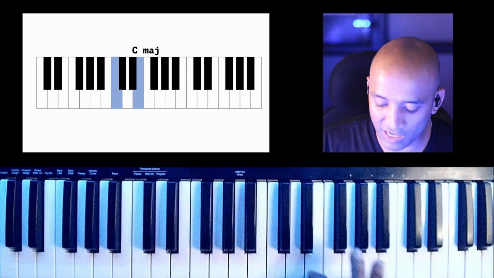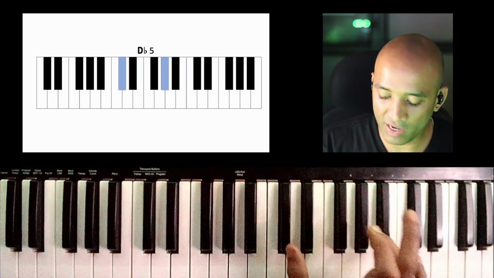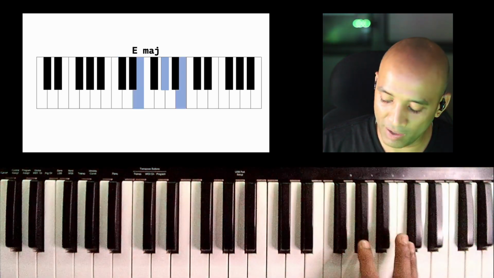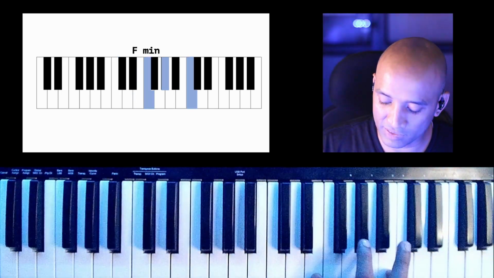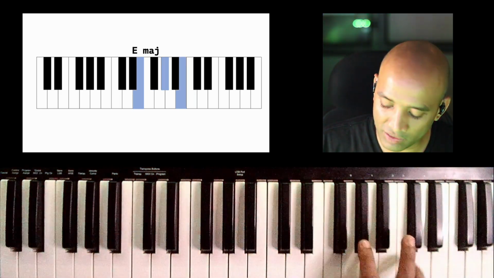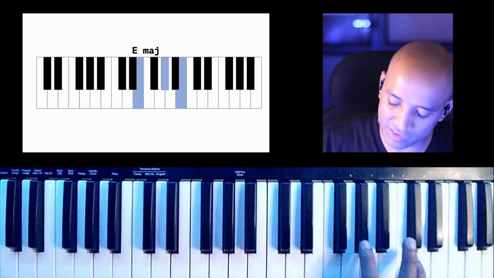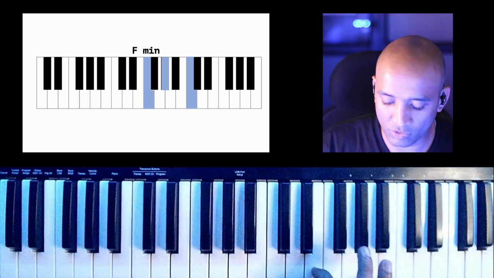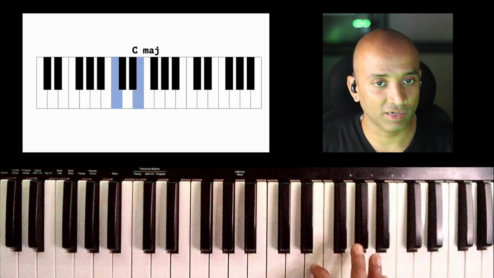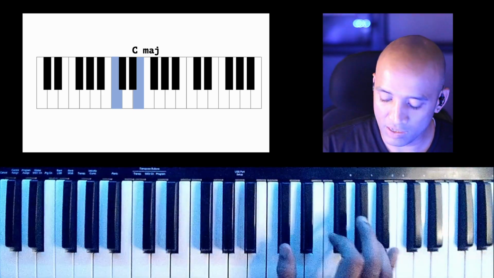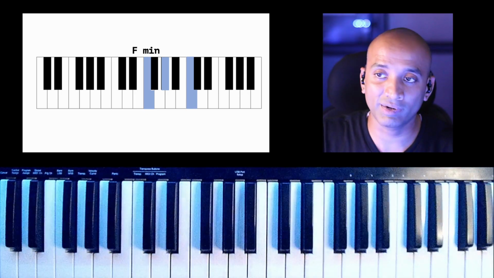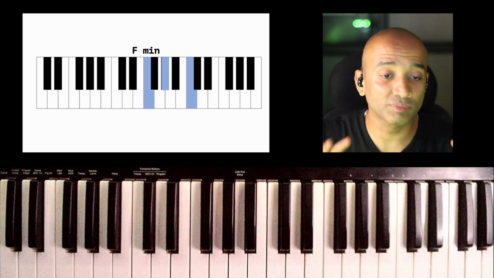So you have the sa here, you have the re going here and the ga in the E major. The ma has the F minor, the dha is again E major, the ni is also E major, and then the sa can be back on the F minor, or you can go back to the C major, right? So effectively 1, 2, 3, 4 chords, and you can probably render a raga by doing some rhythmic stuff.